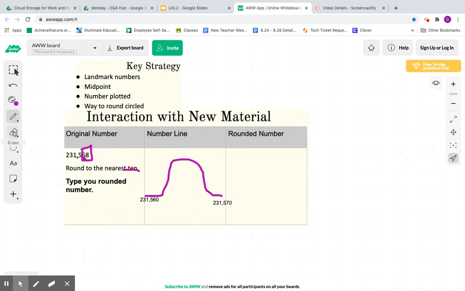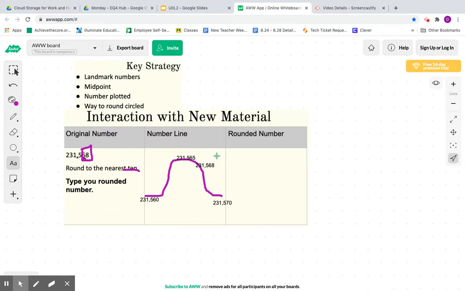All right, so now I'm going to determine my midpoint. So in the middle of 231,560 and 231,570 is 231,565. Okay, so now where would this number go? Well, it looks like it's a little bit greater, so it's going to be a little to the right. So 231,568. All right, and this is one reason why I love the rounding hill.